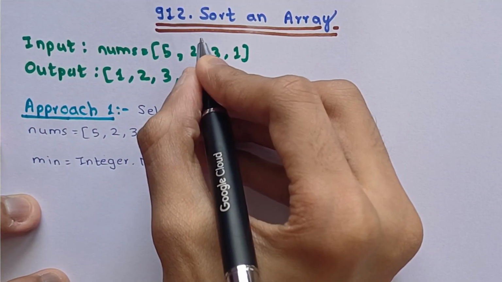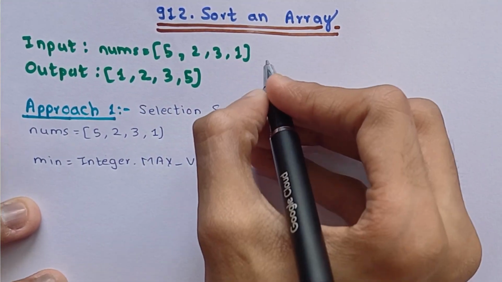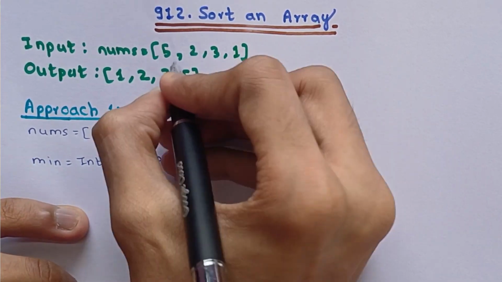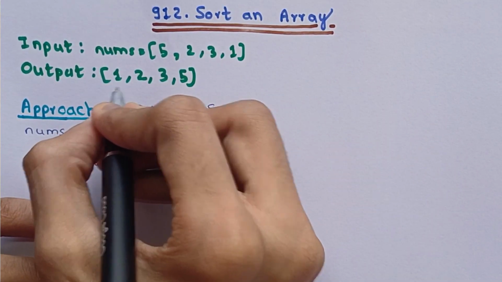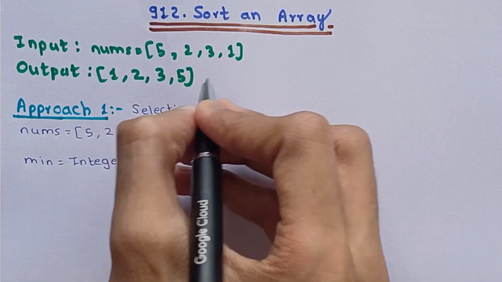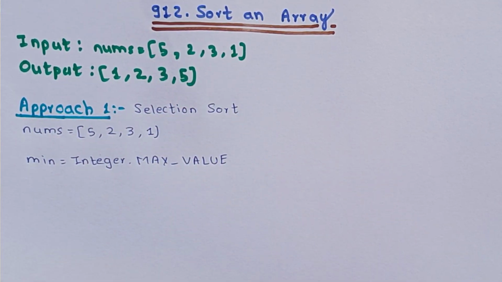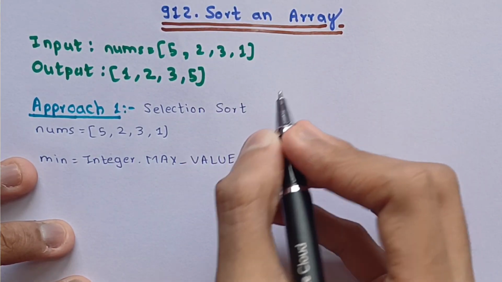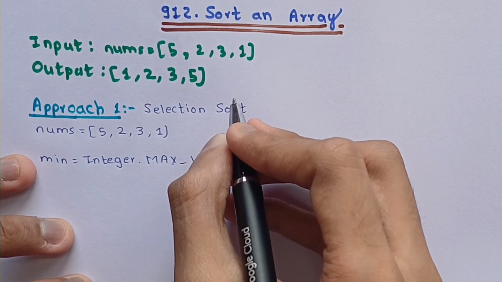Let's understand the problem statement: sort an array. It's a very simple problem, we have to sort the given array. The given array is 5 2 3 1 and we have to sort it. After sorting it will look like 1 2 3 5. This is a very simple problem statement, and by reading it you will understand the problem.